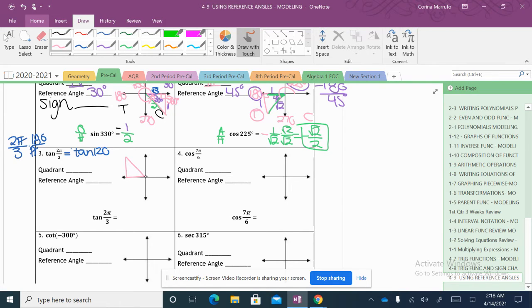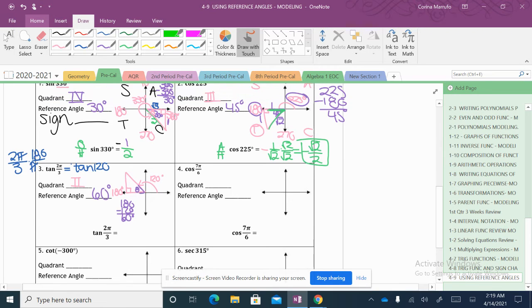So I make my triangle here. This is my 90-degree angle. From here to here is 120. This is the second quadrant. So to find the reference angle, this little angle in here, which is my angle theta, I have to do 180 minus 120, which gives me 60. Okay, so my reference angle is 60 degrees.